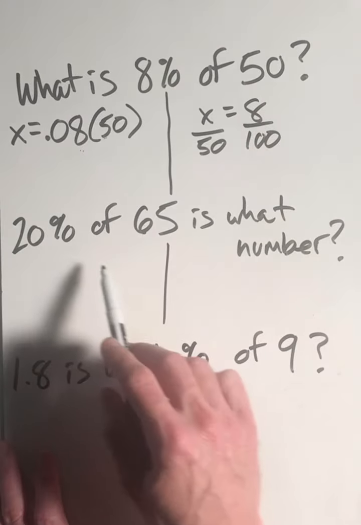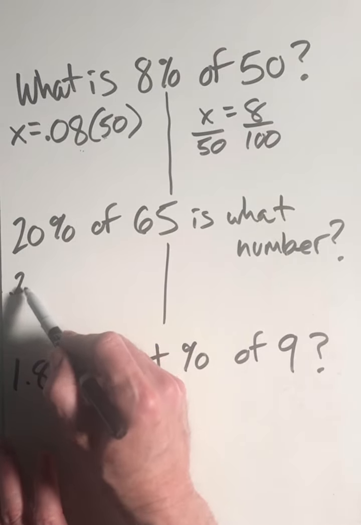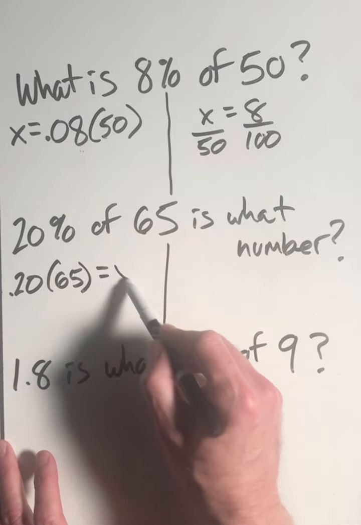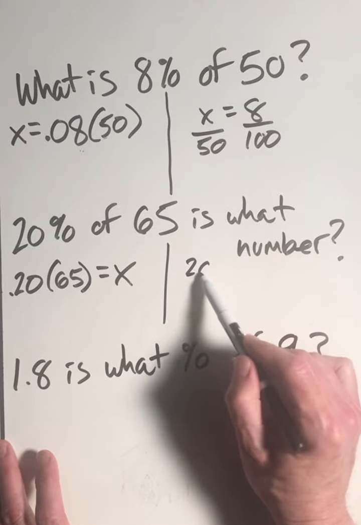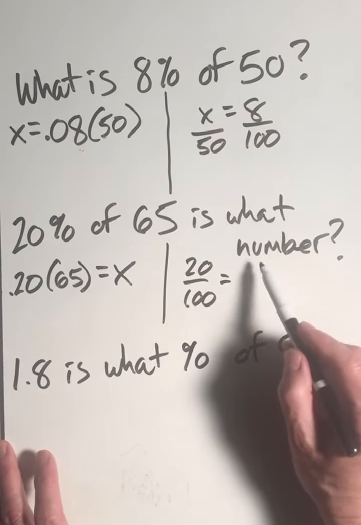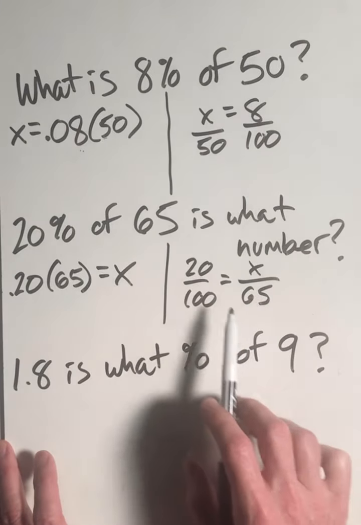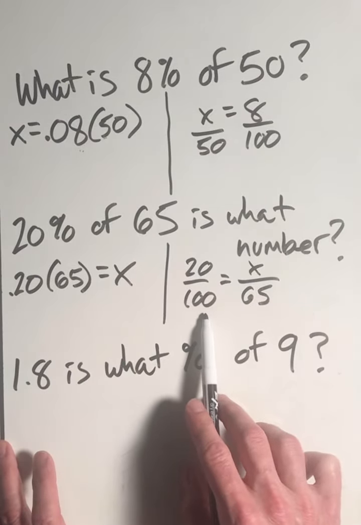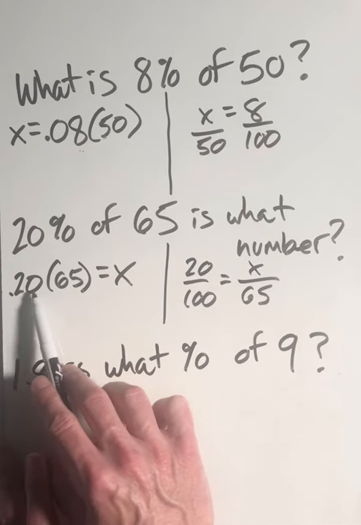Here, 20% of 65 is what number? So 20% is 0.20 times 65 equals x. 20%, well, that's 20 over 100. Is over of, so is what number? Of 65. And in both cases, I'm going to take 20 times 65 and then divide by 100. The divide by 100 is accomplished here by moving the decimal point over twice.